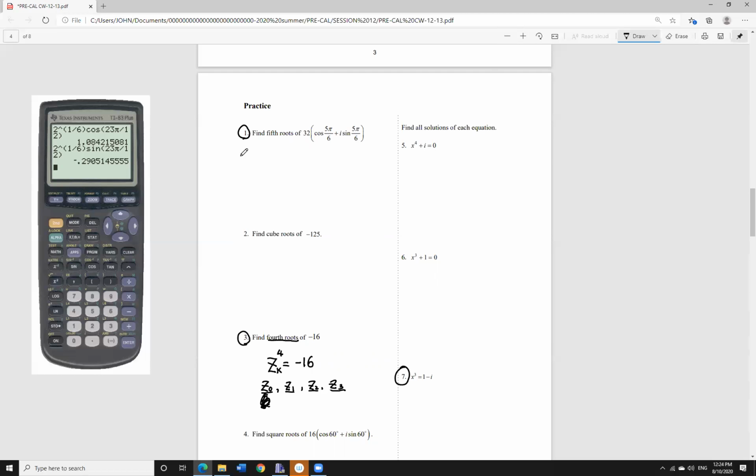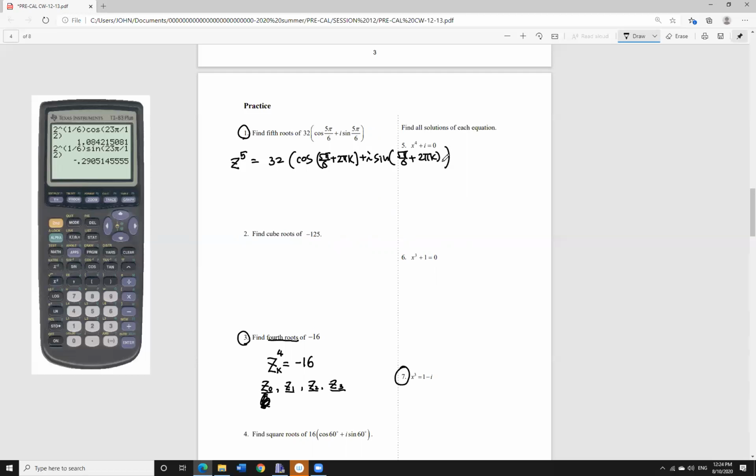Fifth root: whenever g to the fifth power is going to be equal to 32 cosine 5 pi over 6. I'm gonna use the general form, because we need to go in general angle. General angle, what is it? 5 pi over 6 plus 2 pi k, right? And plus i sine 5 pi over 6 plus 2 pi k. That's it.